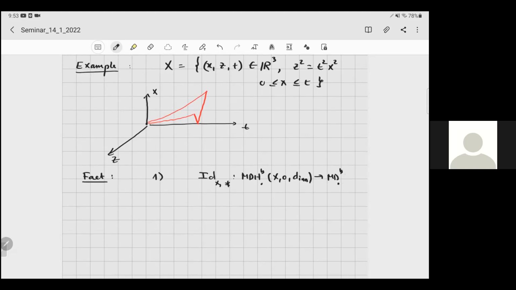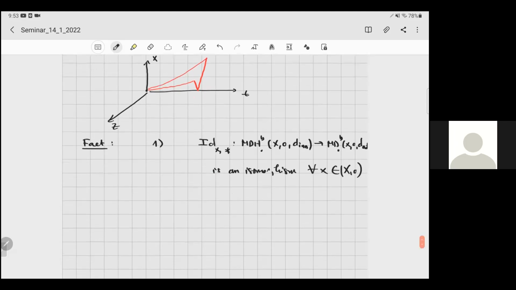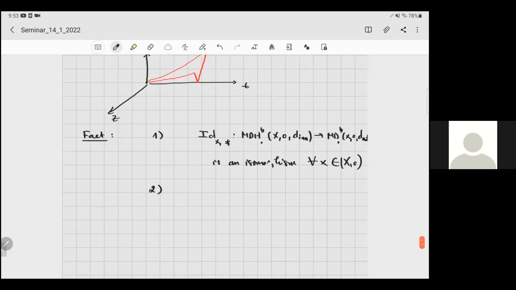Sorry, the outer, that is isomorphic for every x inside the germ near 0. And the second one is: this germ X is not LNE.